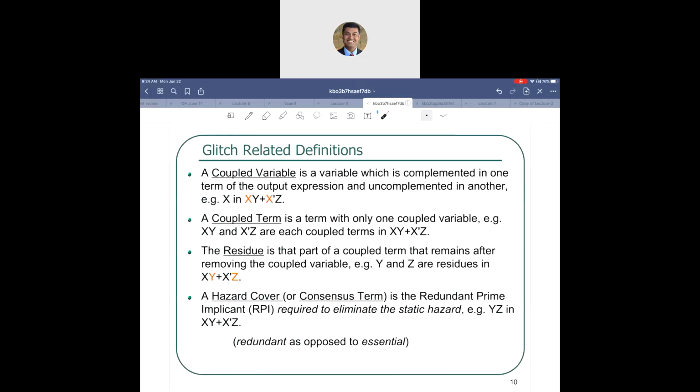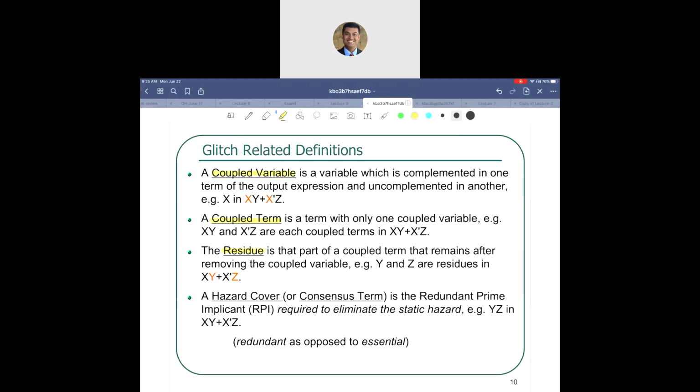Now, a couple of terms that we are going to introduce, you already know these things. We are just calling them slightly different things now. You already know these things from the previous discussion. So I hope that just the names of a few things are going to be new here, but other than that, everything should be the same. Let's see. What is a coupled variable? We are going to see what a coupled variable is, what a coupled term is, what is the residue.